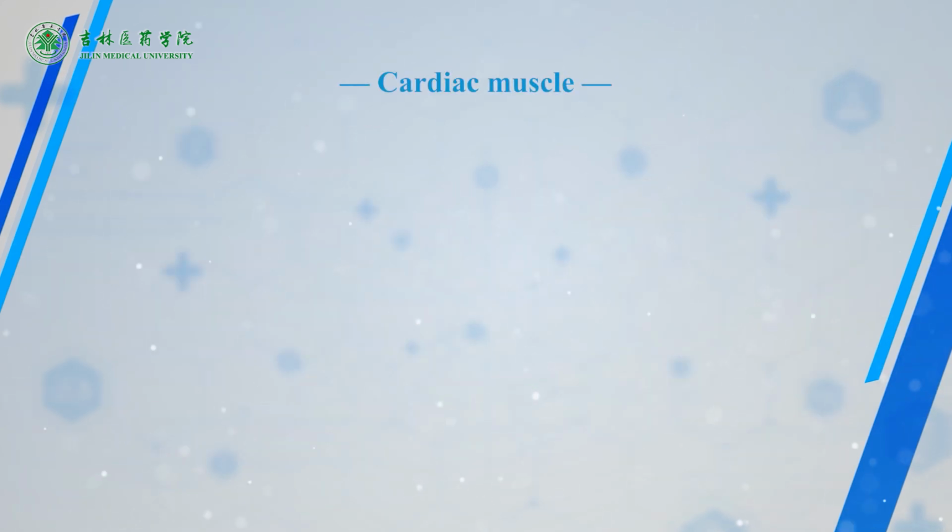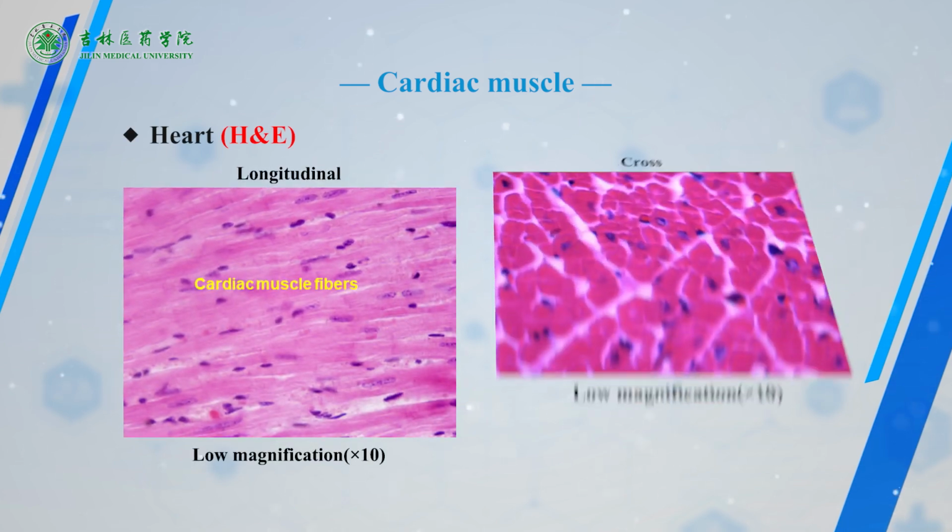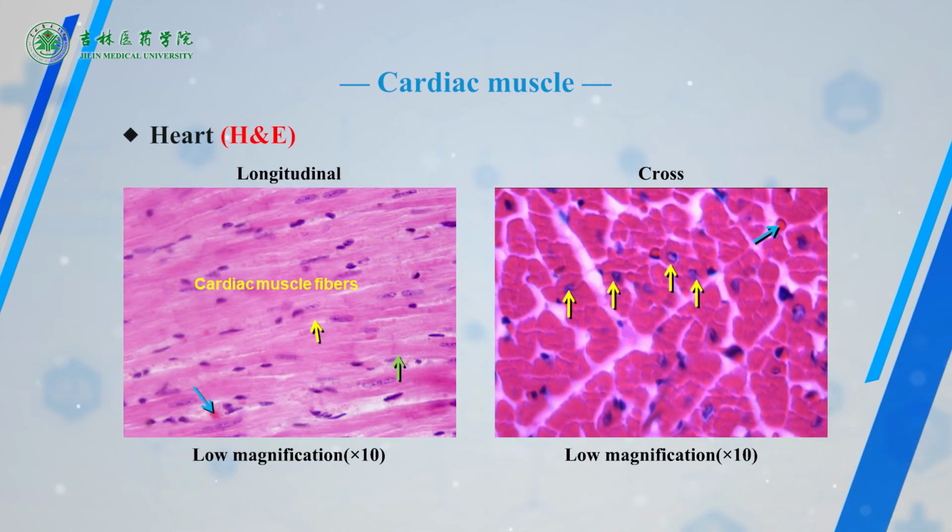The second slide is cardiac muscle. The heart is composed of cardiac muscle. Myocardium is muscle layers of the heart. Thus, the myocardium is composed of cardiac muscle. In the longitudinal section of cardiac muscle, fibers are branched and contain a single centrally placed nucleus.